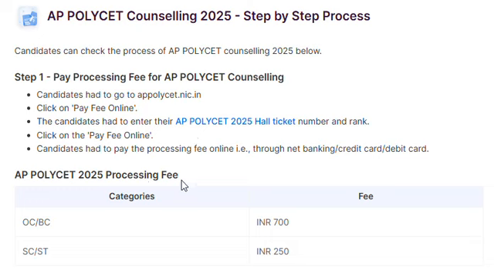So after paying the processing fee, you should take the receipt of this also, students. You must take the printout also.